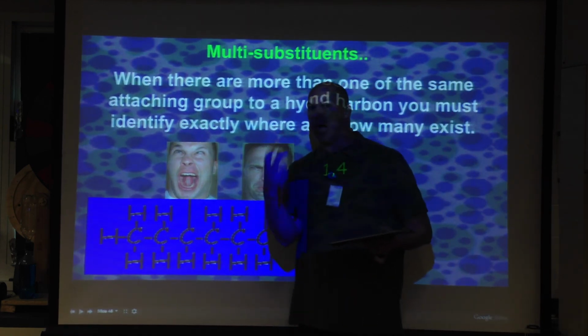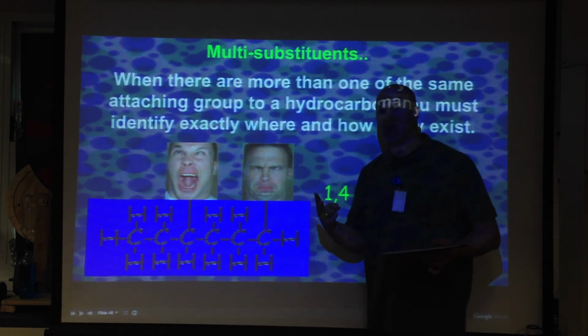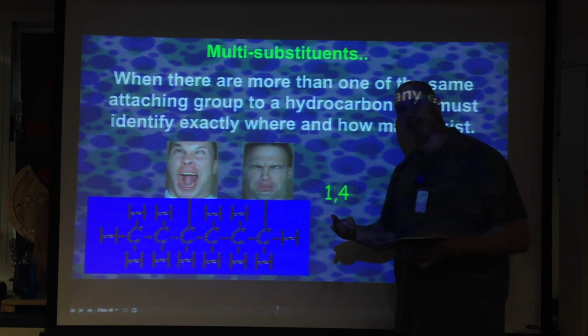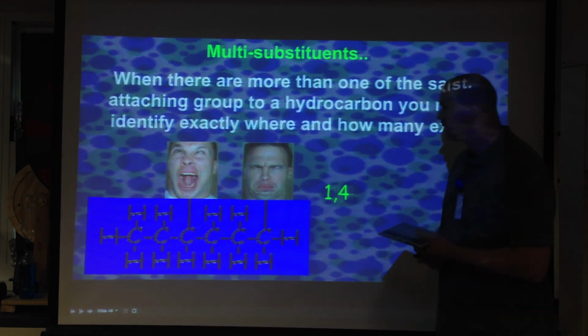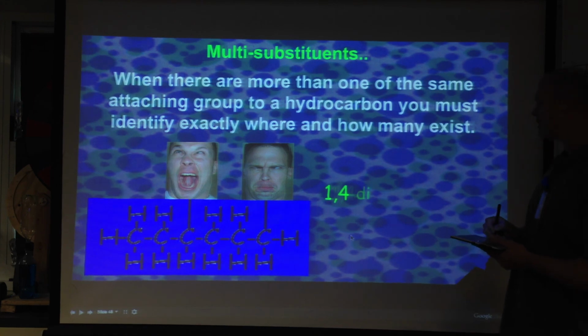We're going to use the word di to mean there's 2 of the same. If there was 3 of the same, we'd use tri. If there was 4 of the same, we use tetra. Okay, so we put di to mean there's 2 of the same.